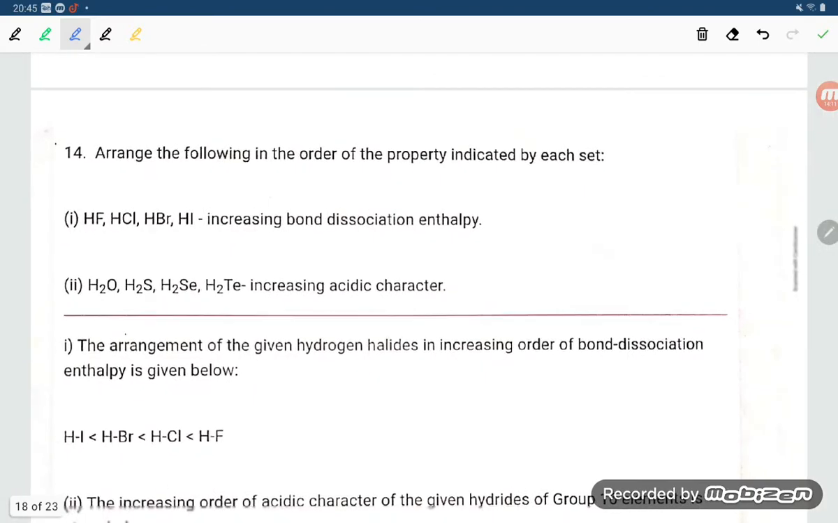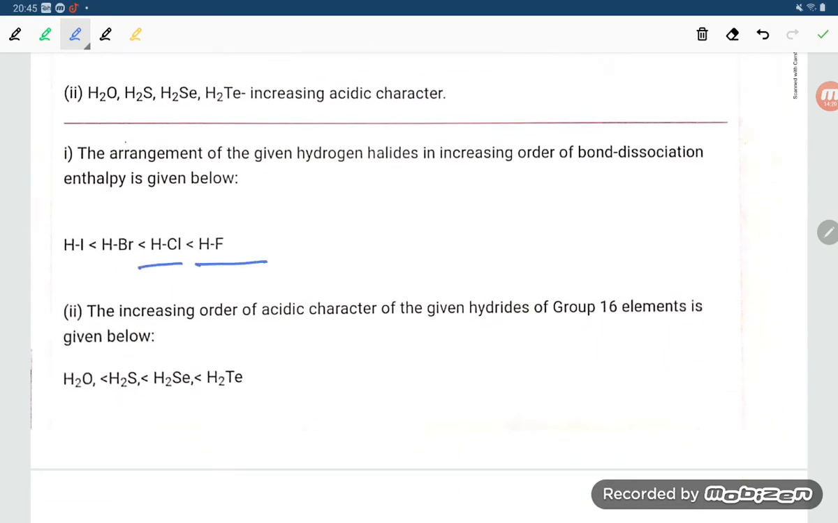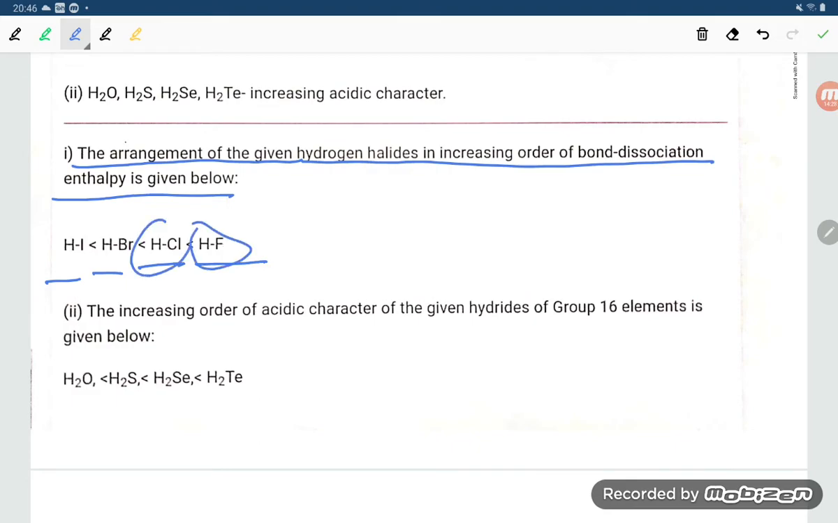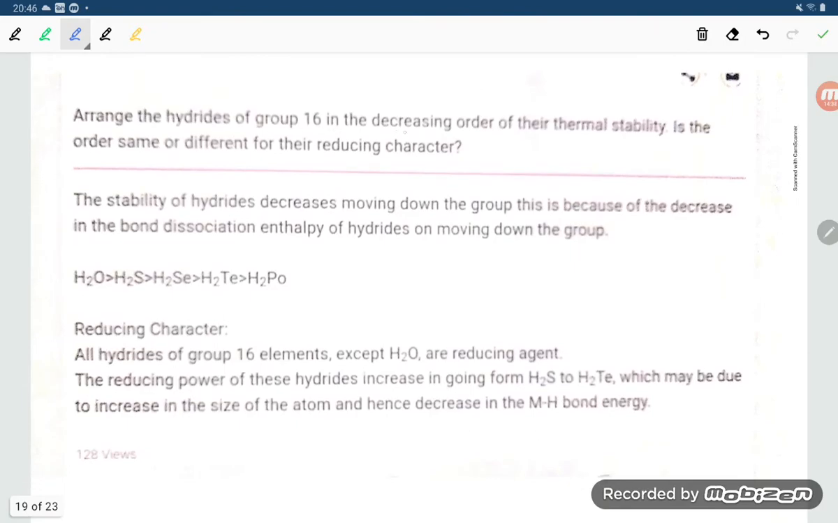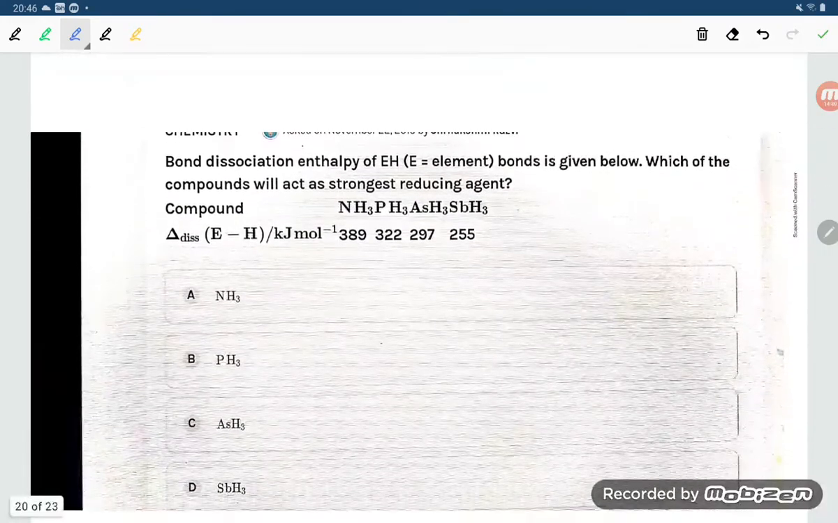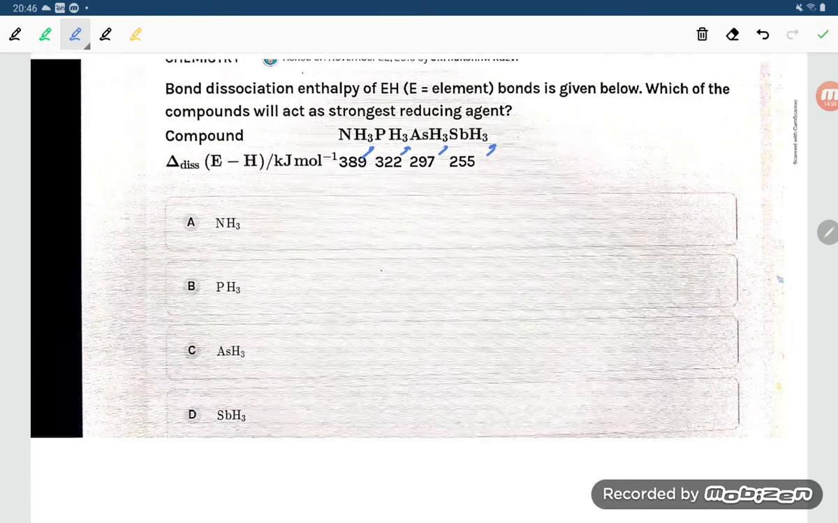Next one. Arrange the following in order of indicated bond dissociation enthalpy: HF, HCl, HBr and HI. Students, HF is strongest, then HCl, HBr, HI. The arrangement of the given hydrogen halides in increasing order of bond dissociation enthalpy has HF as highest, then HCl, HBr and HI. Okay, next one. Arrange the hydrides of group 16 in decreasing order of their thermal stability. Leave out this question, students, no need for it. Next, bond dissociation enthalpy of NH3, PH3, AsH3, SbH3. Which one will have the highest bond dissociation enthalpy?